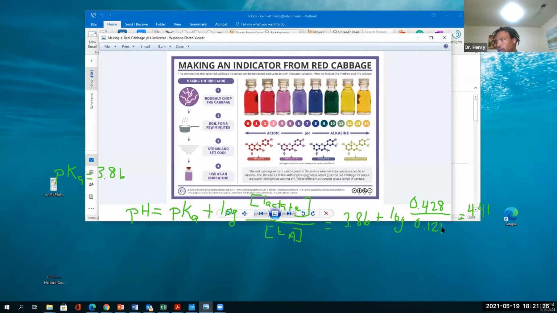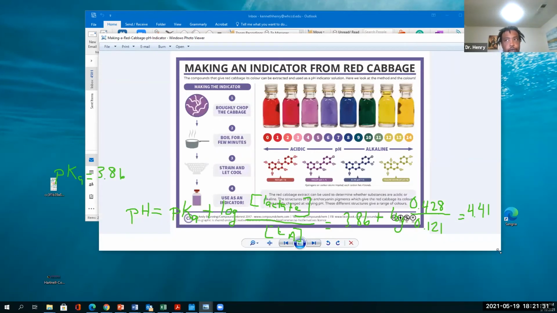Okay. So this is what you'll see if the red cabbage was actually working correctly, right? If it's a low pH, your indicator would give you a strong red color. The weaker your pH gets, you go from that red to, I guess, magenta, then to purple, then you start going to blue, green, yellow, and orange.